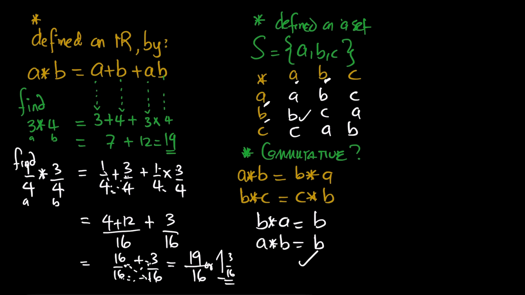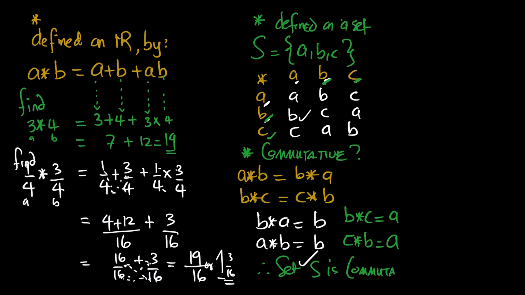Now let's try another thing. Let's say B star C. It gives us an A. What is C star B? It also gives us A. So far, we can tell that, therefore, the set S is commutative. Our set S is commutative.